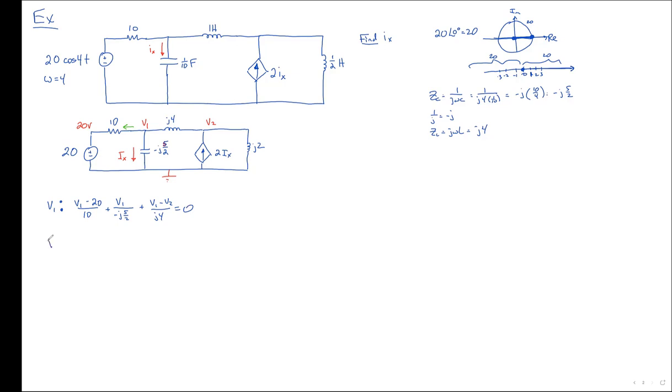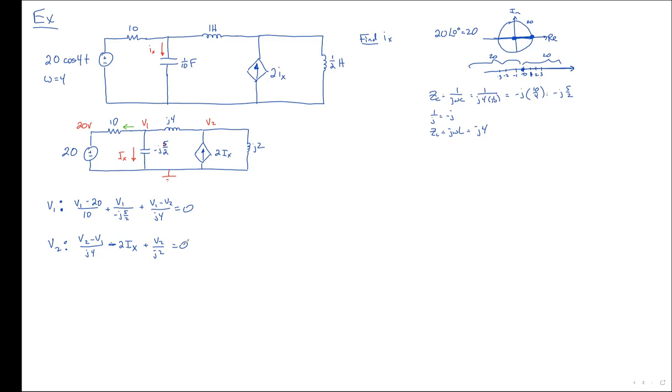So let's do it for our remaining unknown. John, what's it at V2? How about going to the left? V2 minus V1 over J4. That's right. And going down? Is it negative 2Ix? Yeah, minus 2Ix. It's always great when you see current sources in nodal. And then how about going down to the right? V2 over J2. And all that equals 0.